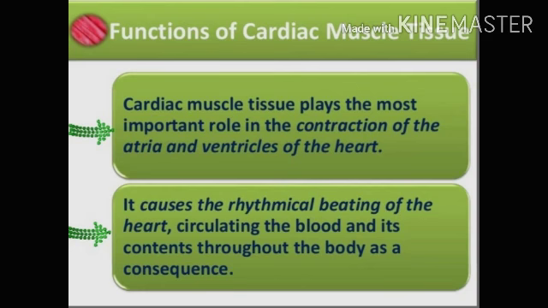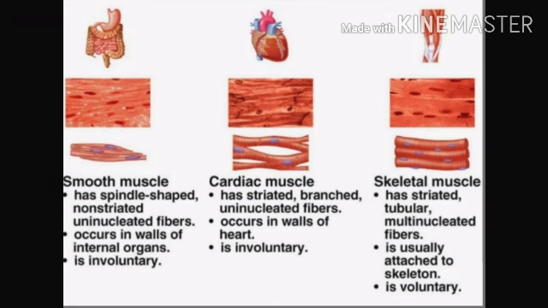Now, functions of cardiac muscular tissue. Cardiac muscular tissue plays a very important role in the contraction of the atria and ventricles of the heart. It causes the rhythmical beating of the heart, circulating the blood and its contents throughout the body as a consequence. Now, the differences between these three: smooth, cardiac and skeletal muscles.